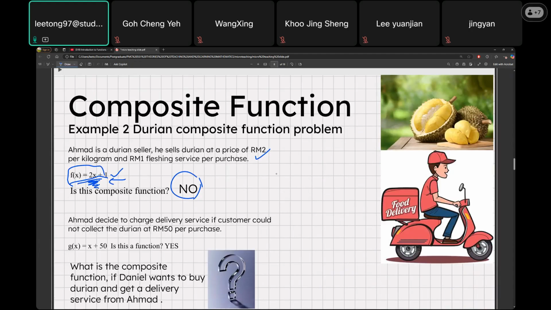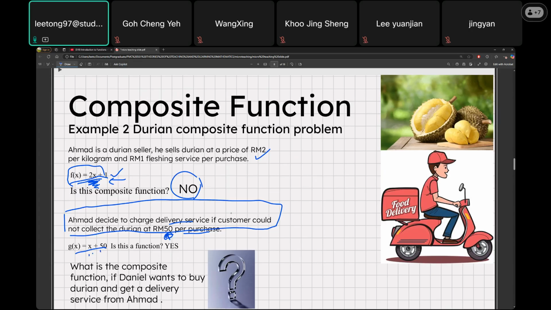So I add another condition or business model for Ahmad. Ahmad decides to charge 50 ringgit per purchase for delivery service if the customer could not collect the durian. Meaning every purchase the customer makes, if they want delivery service, Ahmad will always charge 50 ringgit. So the new function will be x + 50. Yes, this is a function.